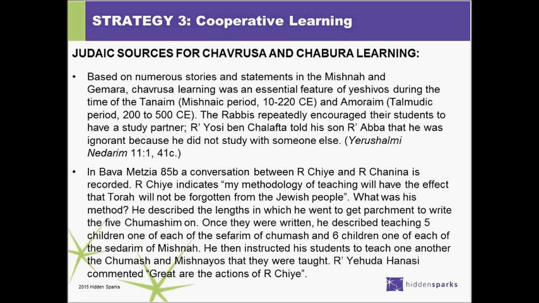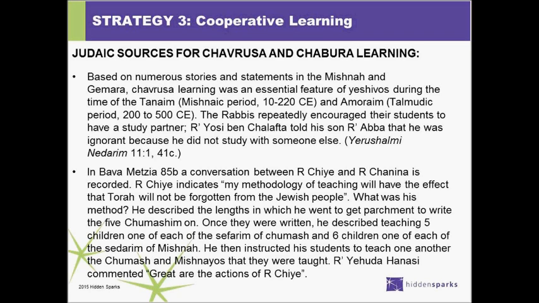Rabbi Yossi ben Chalata told his son Rabbi Abba that he was ignorant because he did not study with someone else. In Bava Metzia 85b, a conversation between Rabbi Chia and Rabbi Hanina is recorded. Rabbi Chia indicates, my methodology of teaching will have the effect that Torah will not be forgotten from the Jewish people. What was his method?